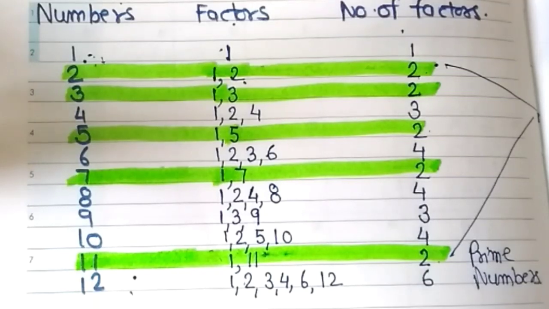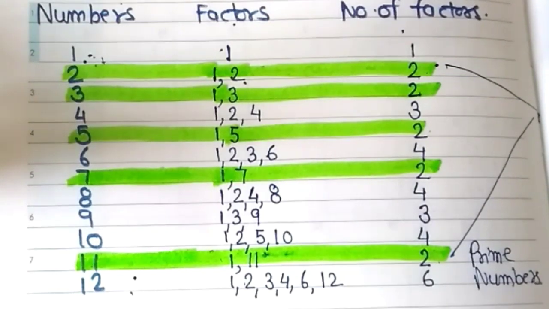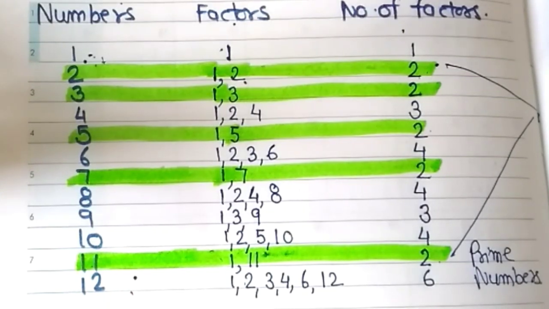So the definition is very easy. What is the definition of a prime number? The numbers other than 1 whose only factors are 1 and the number itself are called prime numbers, right?